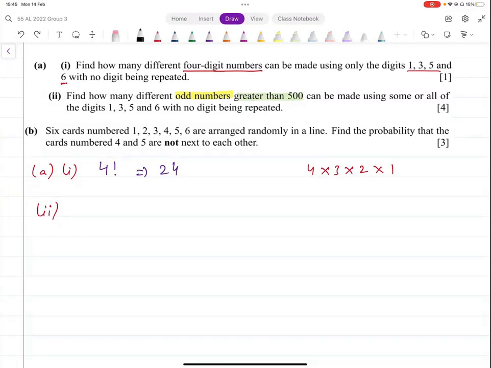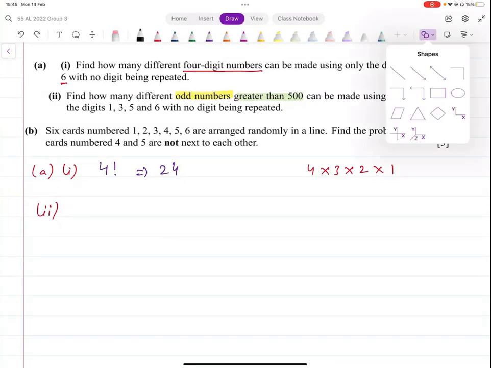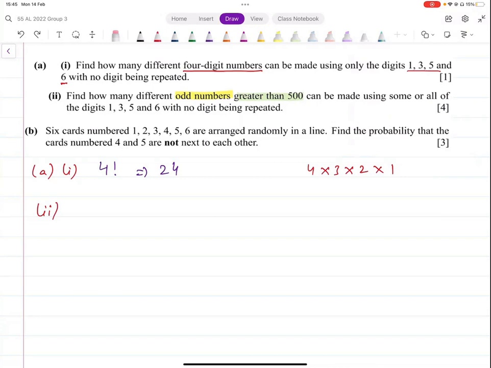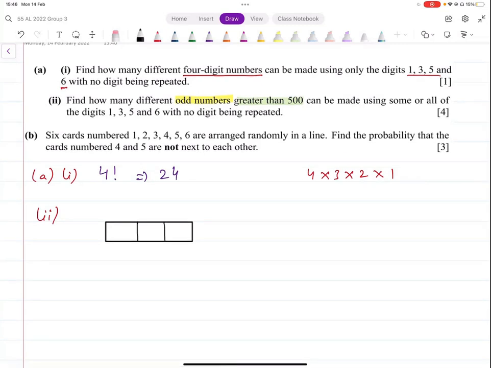So first, we have the possibility that it's a 3-digit number, right? So that's one possibility. Now let's think about that. We've got three places for that.